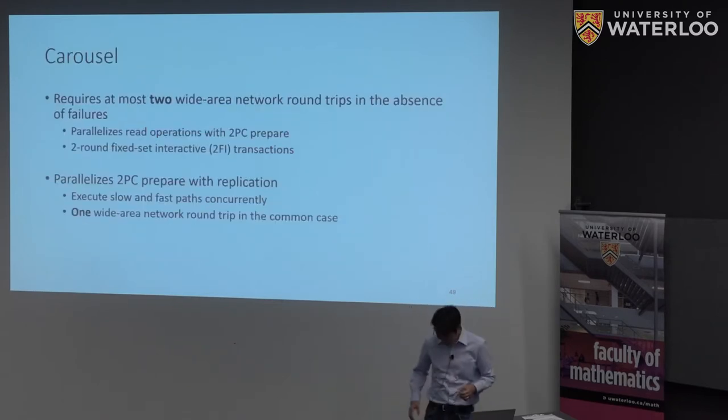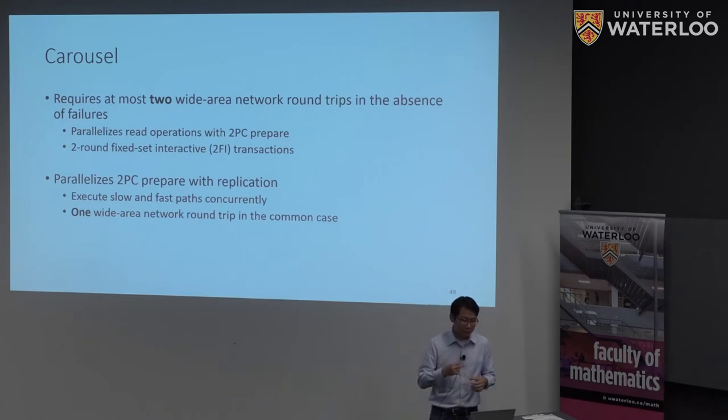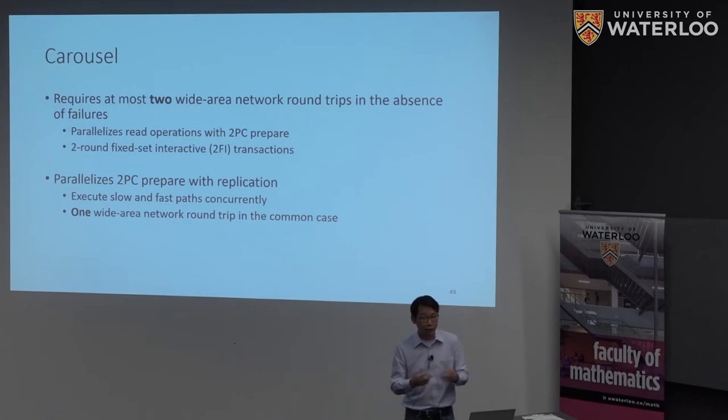So that led us to design and build Carousel. I always get the two systems mixed up, Carousel and Canopus. That led us to build Carousel, which is a low latency geo-distributed transaction processing system. It's able to commit a transaction in at most two wide area network round trips if there are no failures. And it does this through two optimizations.